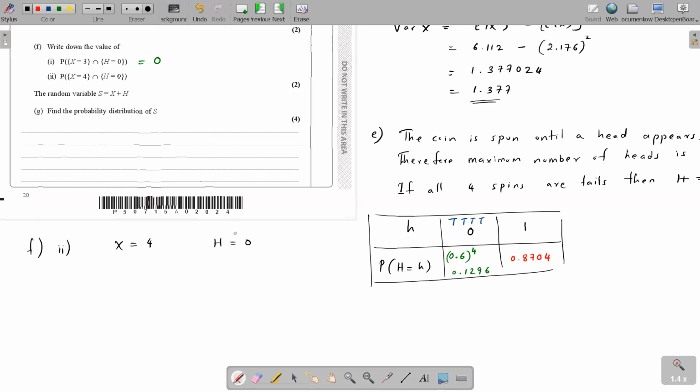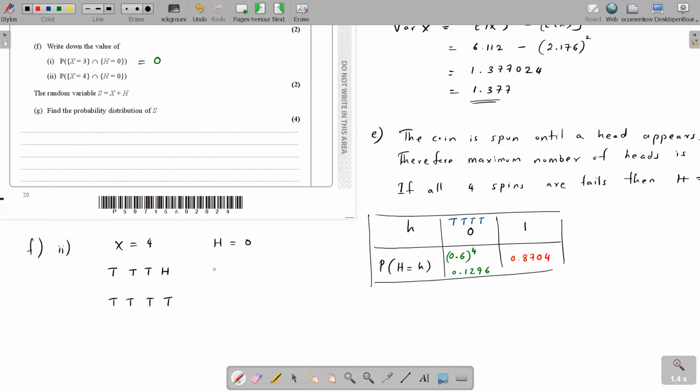Is that a possibility? You are spinning the tail, only tails. Now when x is 4, there are 2 parts. What are the 2 parts? You get 3 tails and a head, or you get 4 tails. These are the 2 options, because you spin 4 times. These are the 2 ways.